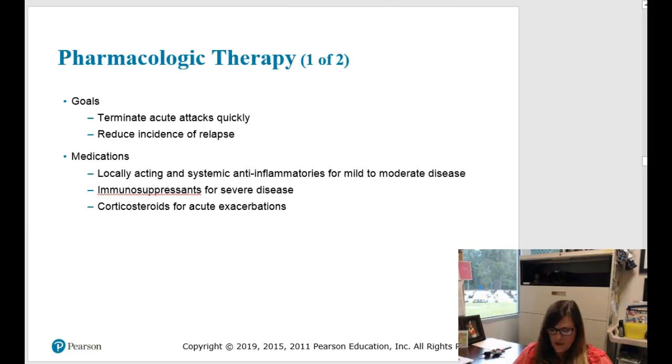So what do we do pharmacologically? Well, the goals are really to terminate the acute attacks, right, and prevent relapse. The medications that we use are anti-inflammatories for mild to moderate disease, immunosuppressants for severe disease, or corticosteroids if they're in the middle of an acute exacerbation.